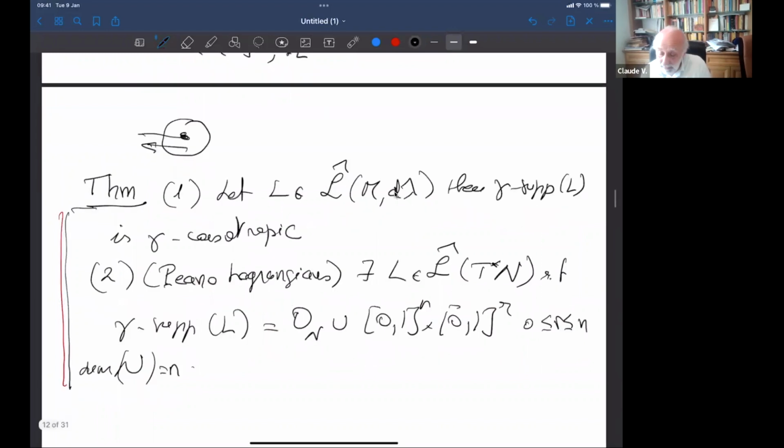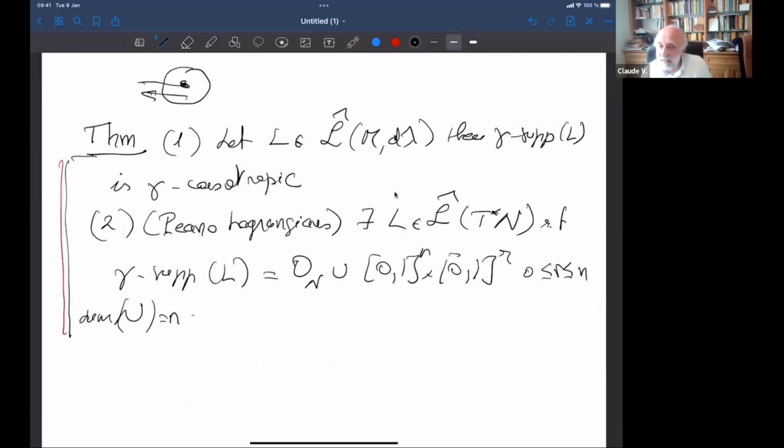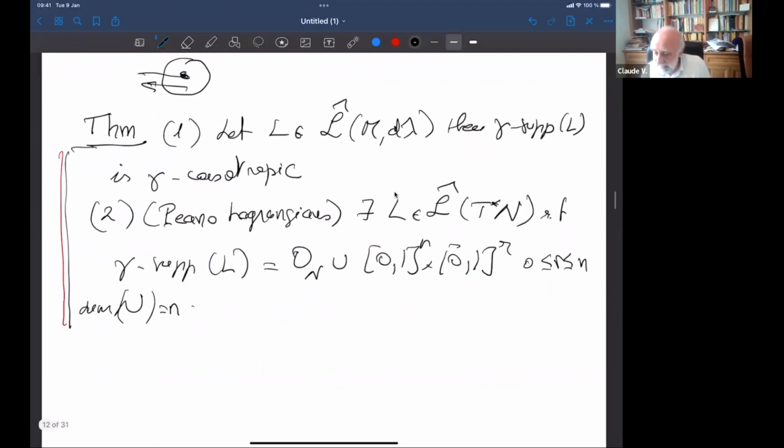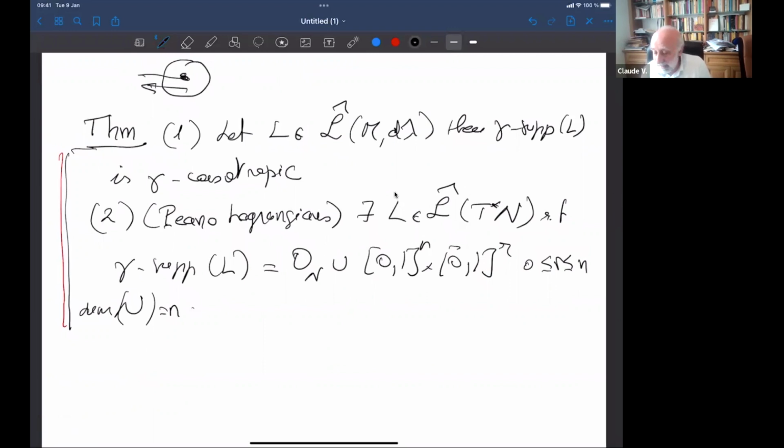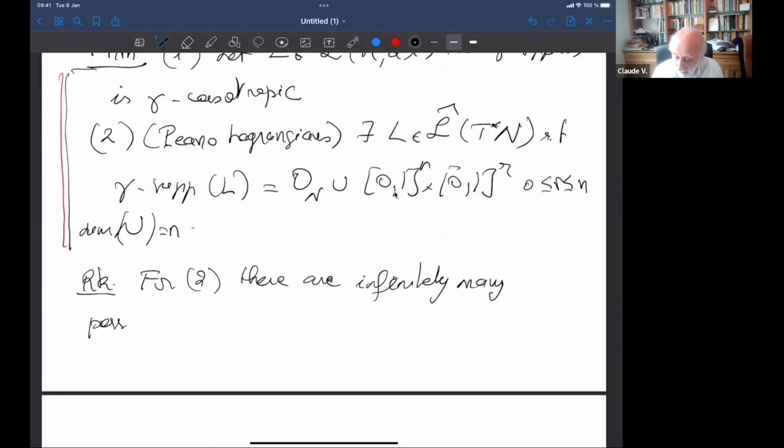So on one hand, these supports are gamma-coisotropic, and on the other hand, it's not that they are sort of C0 Lagrangian or something like that. They can actually be much bigger. If you take R equal n, they can contain a set of full measure. And a remark is that for case 2, there are actually infinitely many possible L with the same gamma support, at least for R strictly positive.